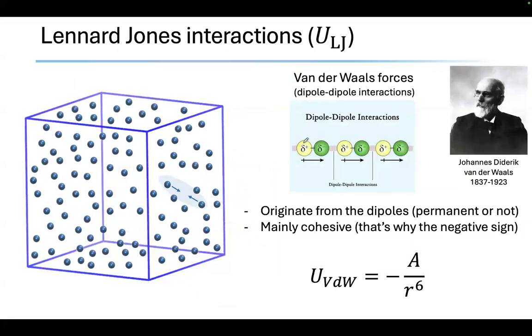The Lennard-Jones potential originates from the idea that you have dipoles associated with each molecule. These can sometimes be permanent, or sometimes not permanent. The main contribution of these dipoles is that they help molecules to become cohesive. That's why you have the negative sign. This was introduced by van der Waals. The idea is that these dipole interactions help two molecules attract each other, and this is given by the standard 1 over r to the sixth power law.